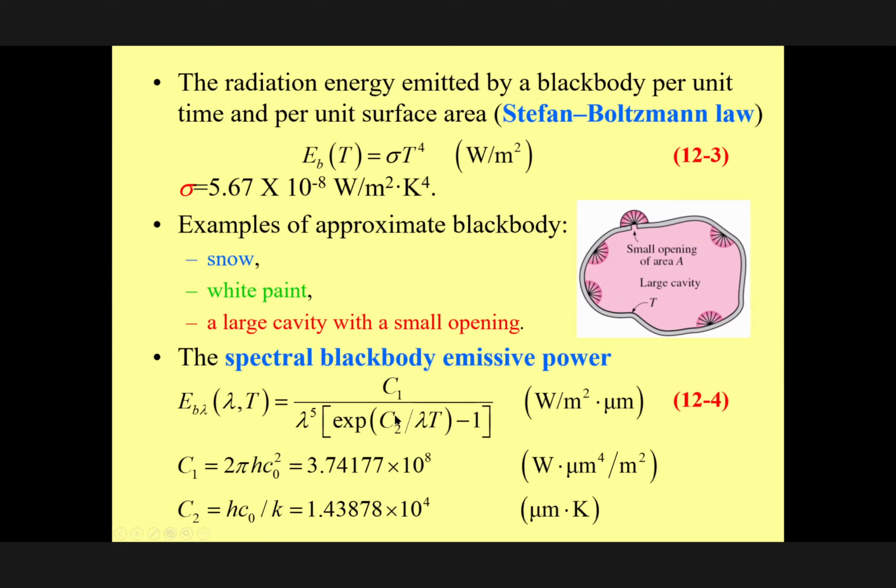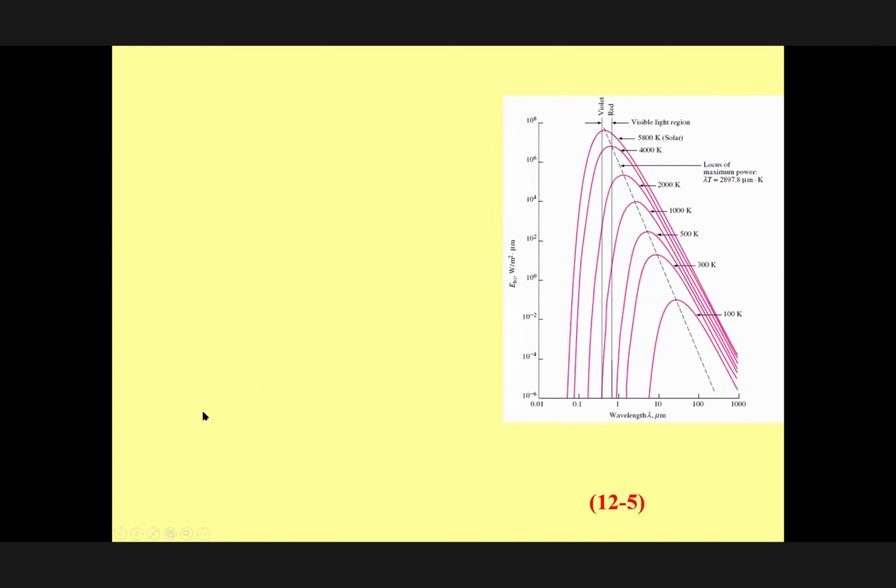And C1 and C2 are constants. Okay, these are two constant numbers. We put them here, and we can calculate the emission from a black body. The B here represents black body at a given wavelength. If I plot this, I end up with this curve. Look here. Here is wavelength. It starts from 0.01 all the way to 1,000 micrometers. And here is the energy emitted.